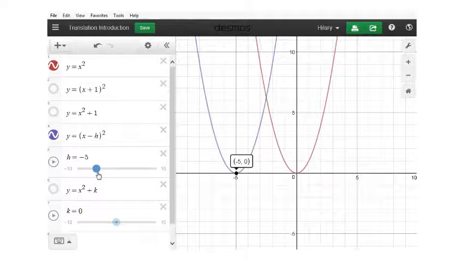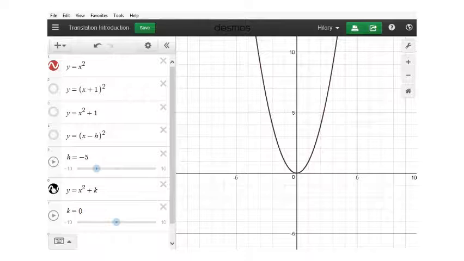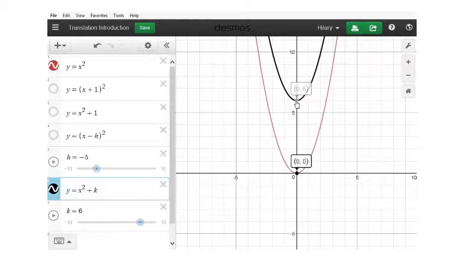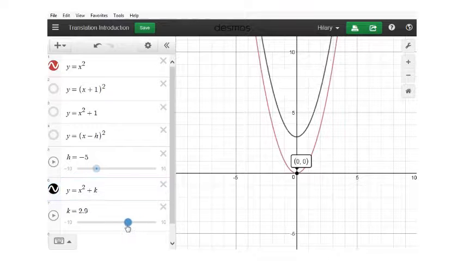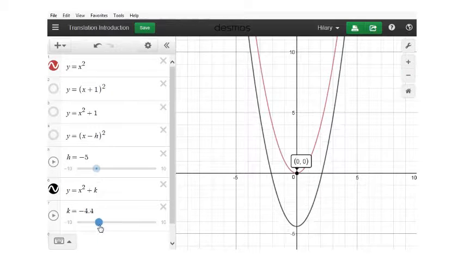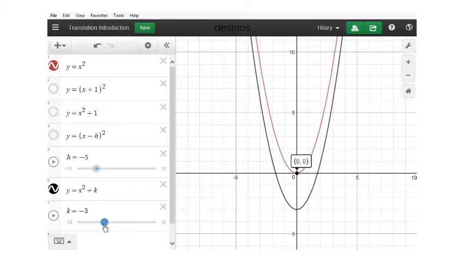Okay, so now let's see what happens if we have a number that's being added on the outside. So again, if the k value is set at 0, our vertex point is still at 0, 0. And then as we move k, so as k becomes positive, the parabola moves up to 6. And then if we make the k negative, it moves down. Make sure you guys can see it. So down to negative 3.